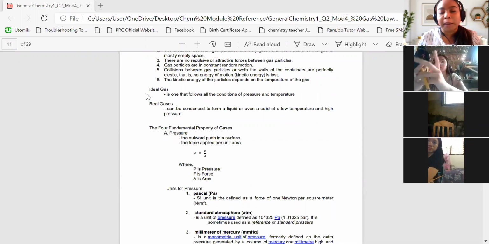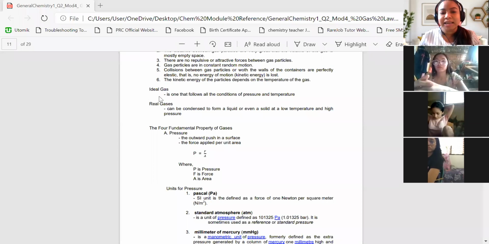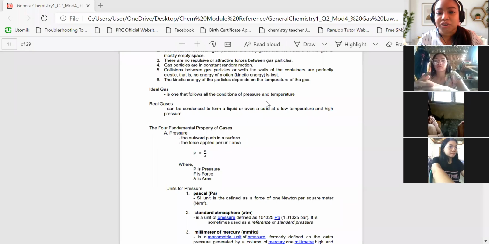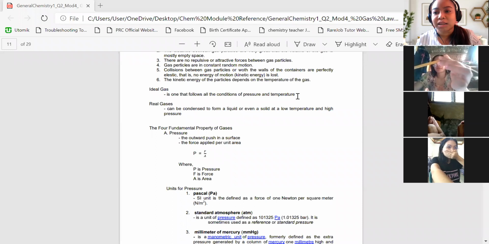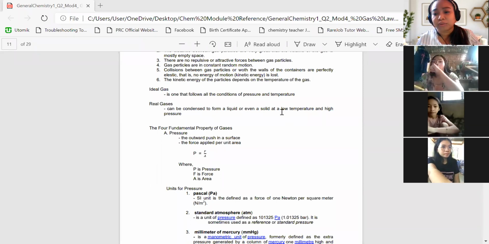Now, there are two types of gases. We have the ideal gas and the real gas. What is an ideal gas? An ideal gas is one that follows all the conditions of pressure and temperature. If the pressure and the temperature increase, their speed also increases. But with real gases, when the temperature changes, they do not change their motion. Instead, they change their phase.